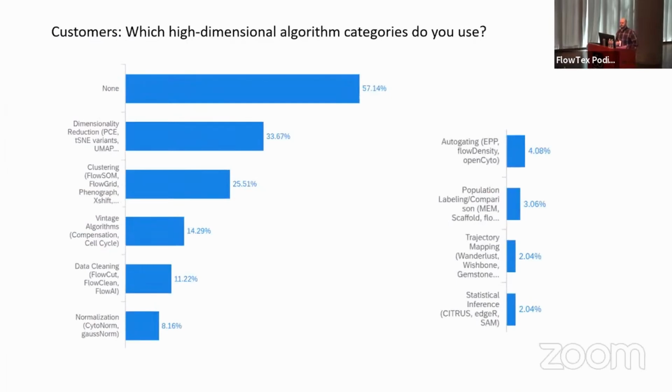What algorithms do customers use? 57% use none. And mind you, these are people on the Purdue list, so they're probably more savvy than the average SRL user. But of those that use them, dimensionality reduction and clustering are two big ones, as we've seen at this conference. Those are kind of the two big areas right now.